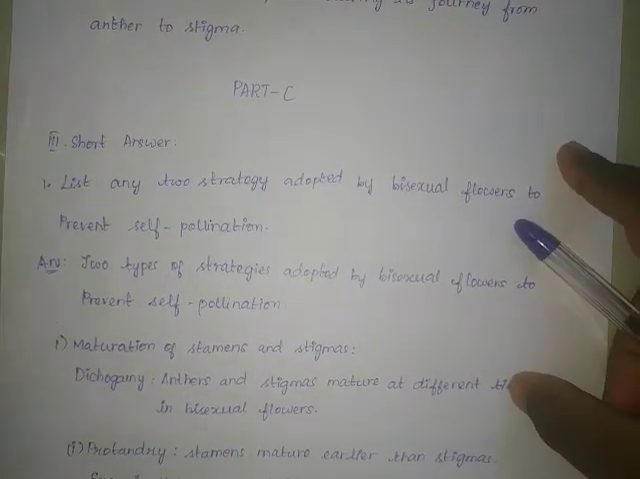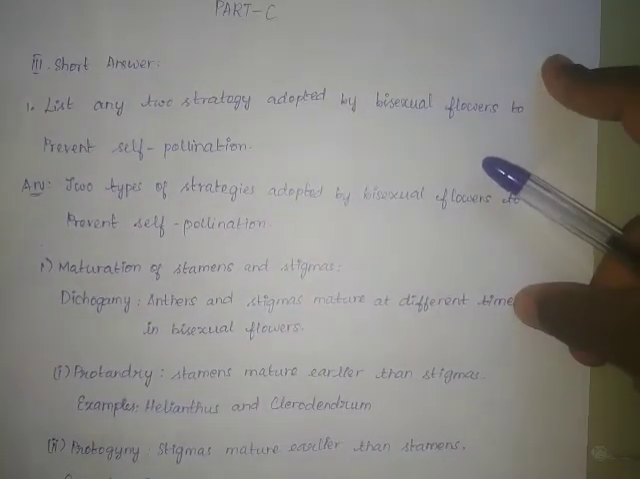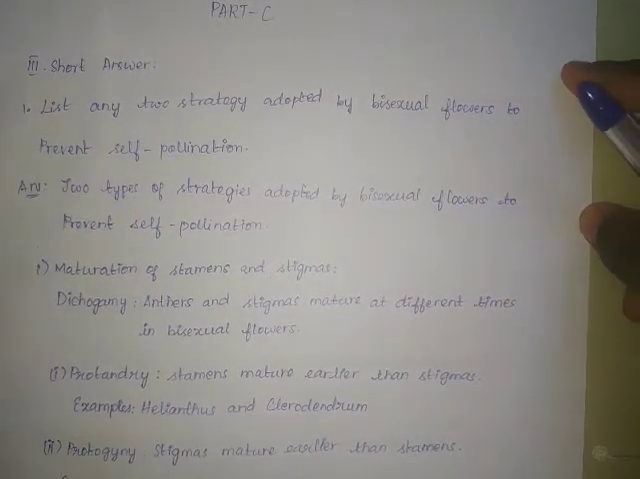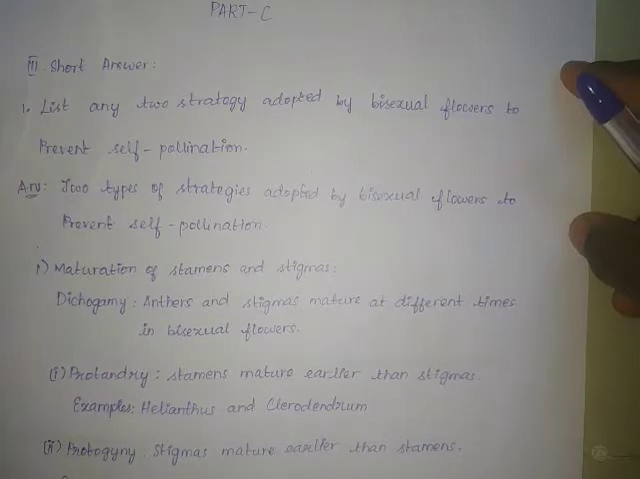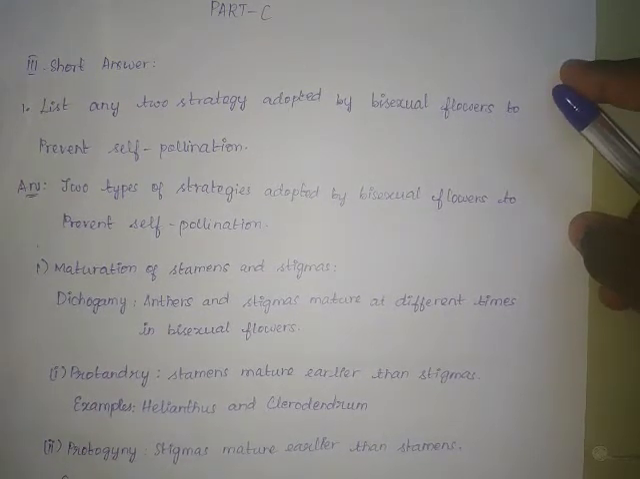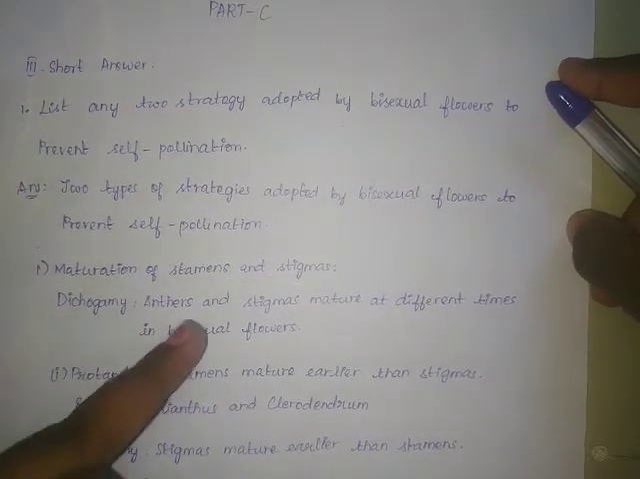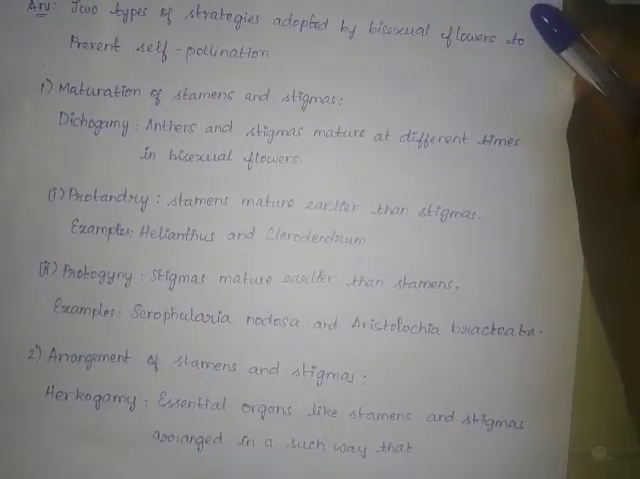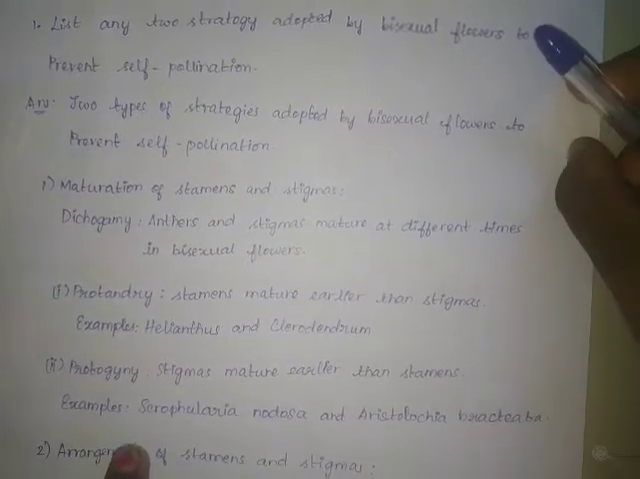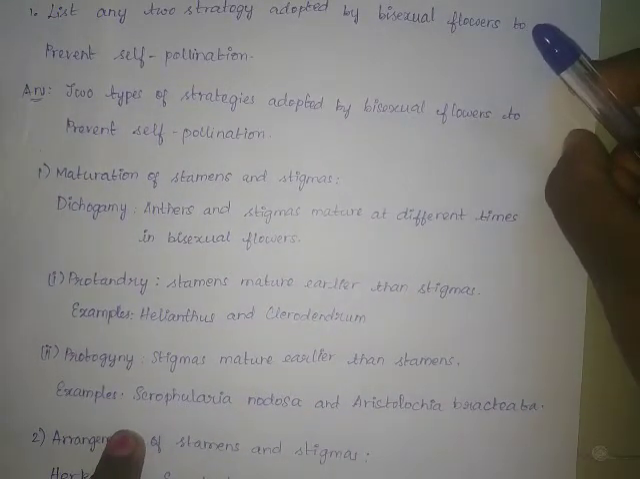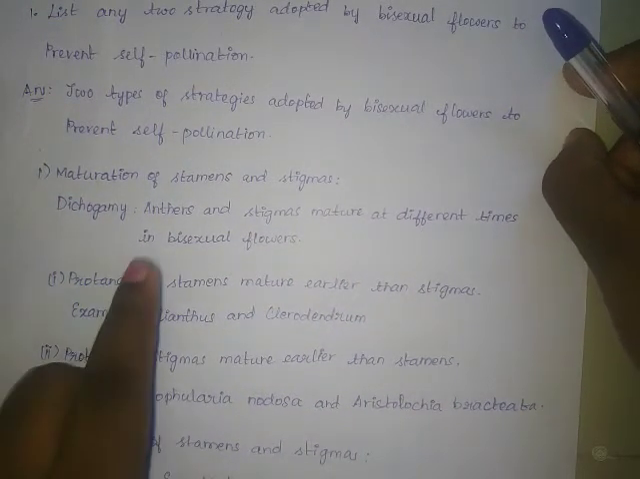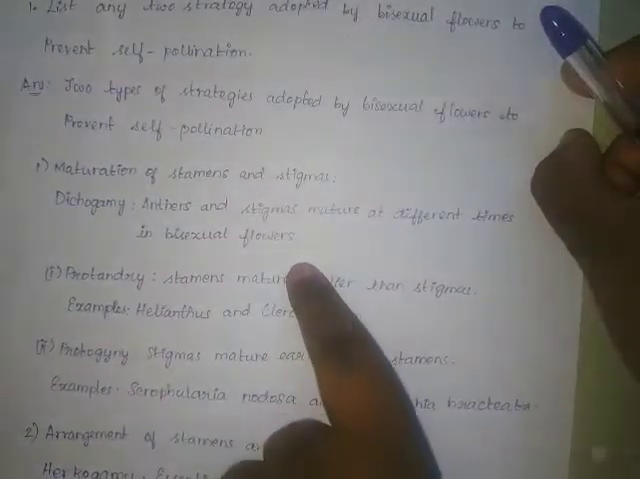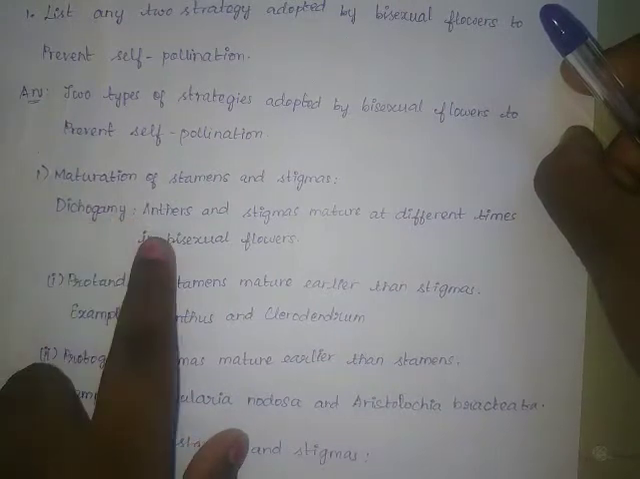The correct answer is: there are two types of strategies adopted by bisexual flowers to prevent self-pollination. One is maturation of stamens and stigma and the other one is arrangement of stamens and stigma. So first we are going to see maturation. Anthers and stigmas that mature at different times in bisexual flowers is known as dichogamy.